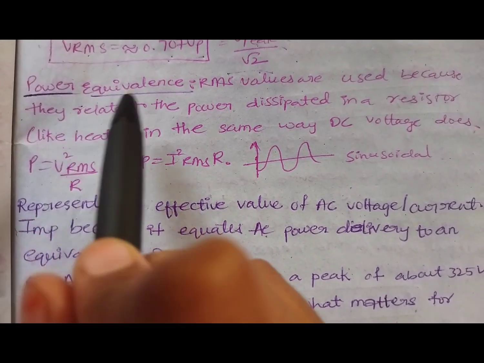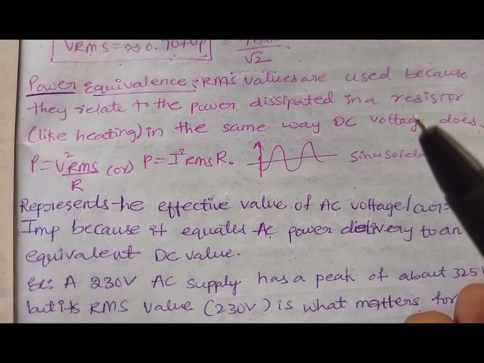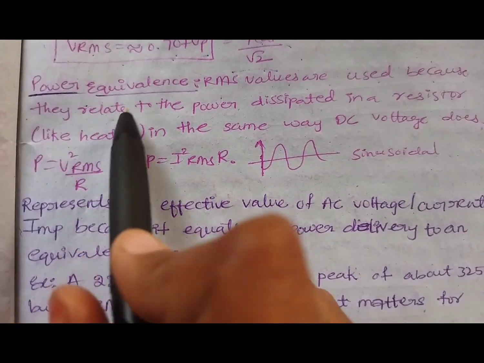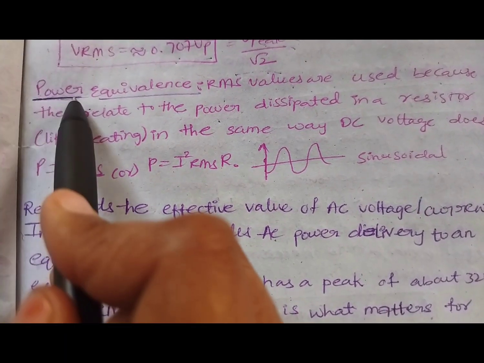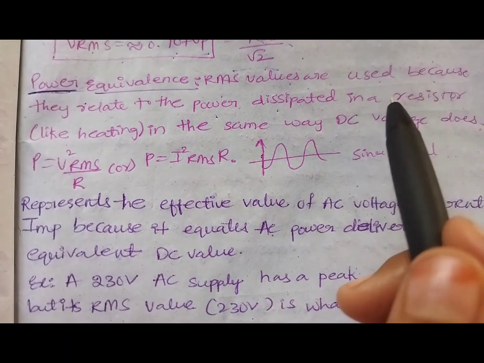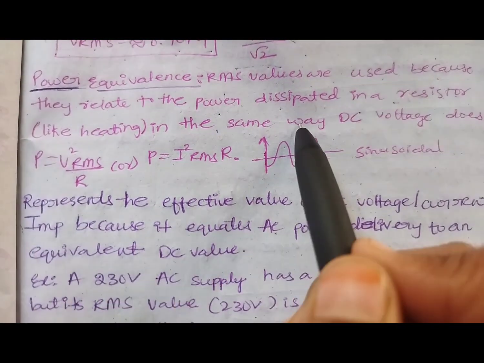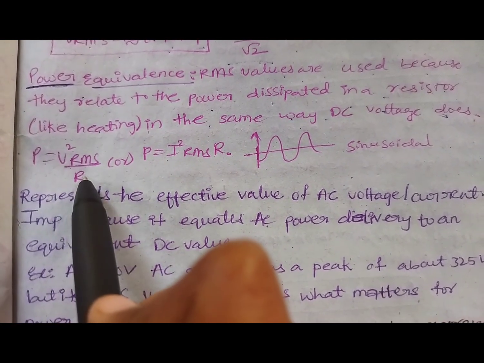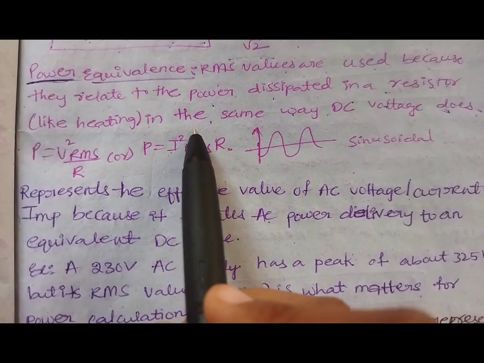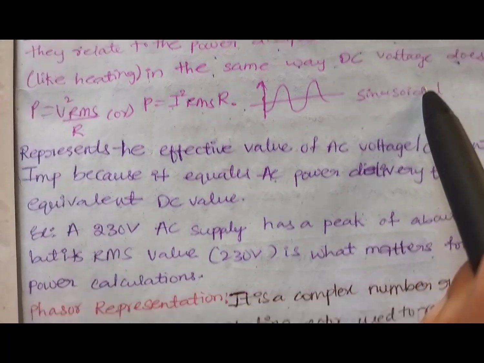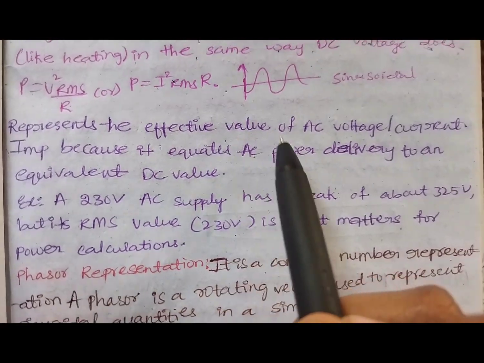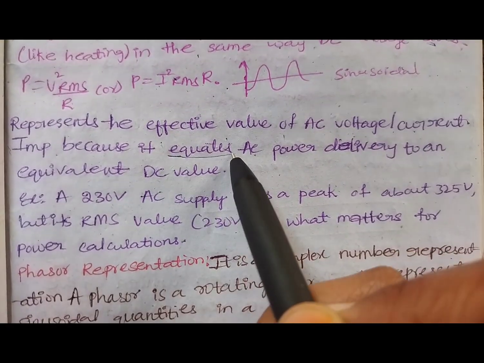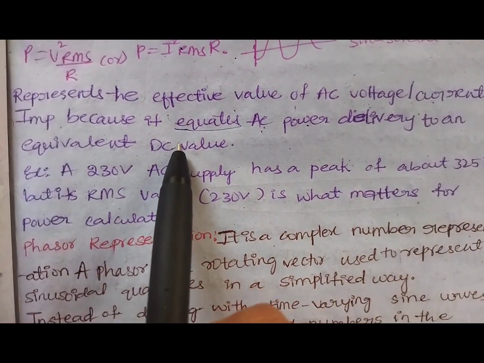Now another concept is power equivalence. It is used for DC voltages. RMS values are used because they are related to power. It represents the power dissipated in a resistor, like heating, in the same way a DC voltage does. P equals V square RMS by R. P equals I square RMS into R. The effective value of AC voltage or current is important because it equates AC power delivery to an equivalent DC voltage.